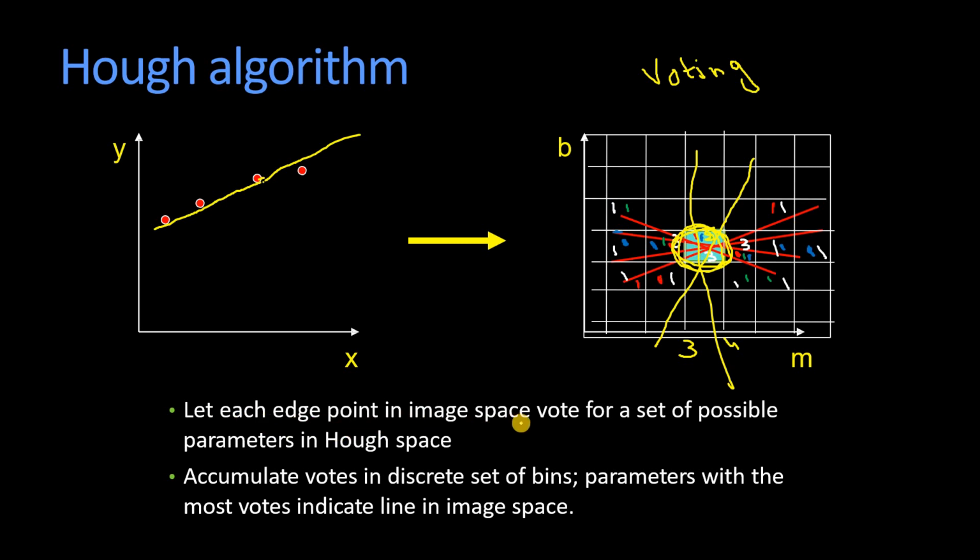So what we do is that we let each edge point in the image space vote for a set of possible parameters. So they are voting in the whole Hough space, in all the set of bins. All those votes are accumulated, meaning calculated or summed, in a discrete set of bins. Remember, if the bins are not countable and discrete, then voting is not possible. Why? Because they would be giving values for an infinite number of different floating point values.